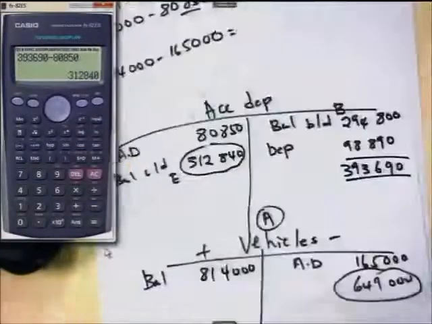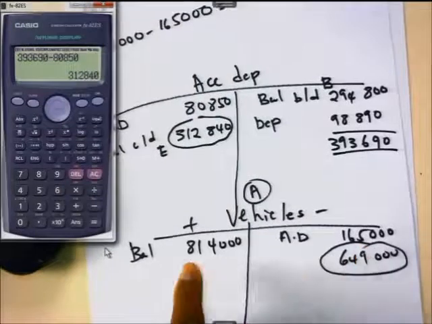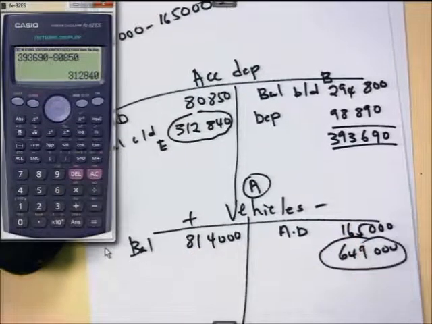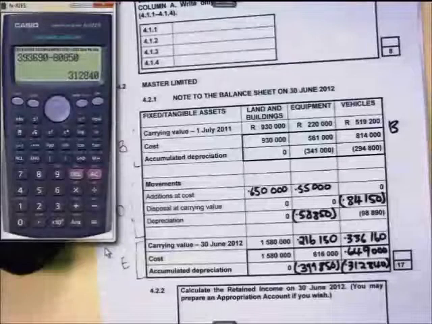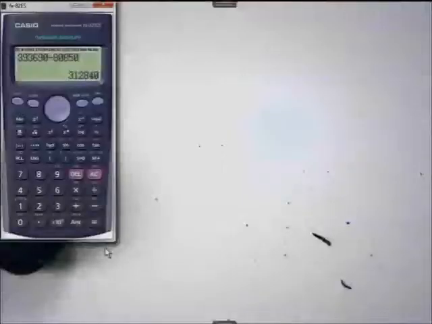If you use the ledger accounts, then it will be very easy to see this is the cost price of the sold asset, this is the cost price at the beginning of the year. Difference between the two will give us the cost price at the end of the year. So this is how our note number 3 will look like, and then we'll collect 17 marks. So we are done with the note to the financial statement. That is note number 3.